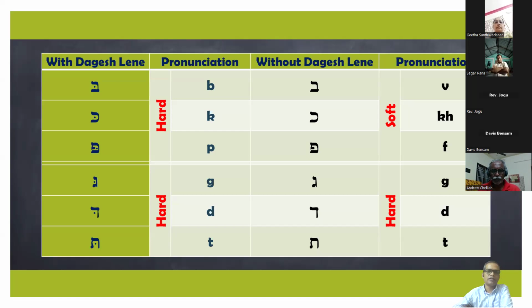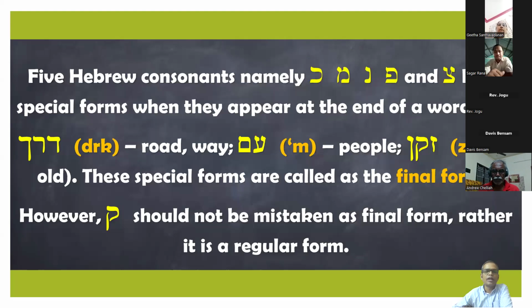Bet with dot B, without dot V; Kaf with dot K, without dot KH; and Pe with dot P, without dot F. But Gimel, Dalet and Tau always have hard pronunciation, either with or without dot, they have the same transliteration. Gimel, G; Dalet, D; and Tau, T. Fine? Alright.